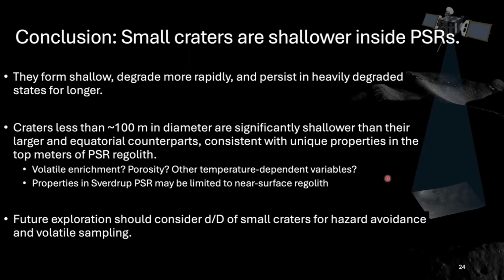We don't know, but overall, it does seem to be an important property of the small craters in PSRs, and so future missions wanting to look for volatiles and not have their rovers slide into the crater should keep that in mind. Thanks.